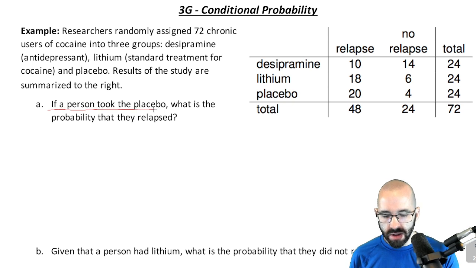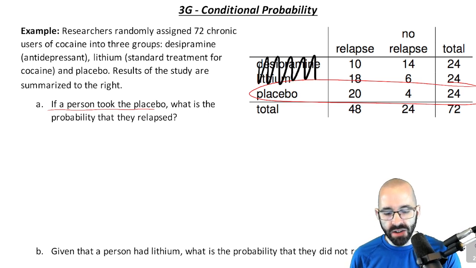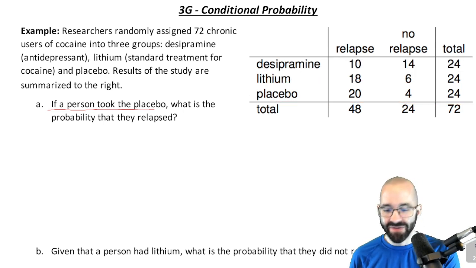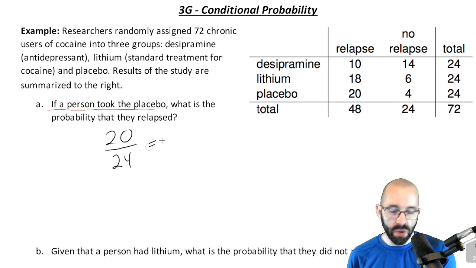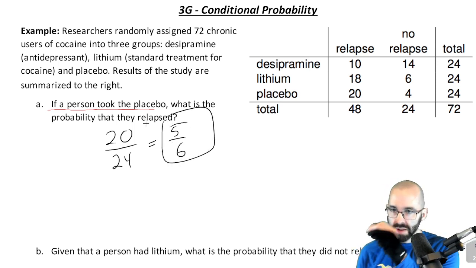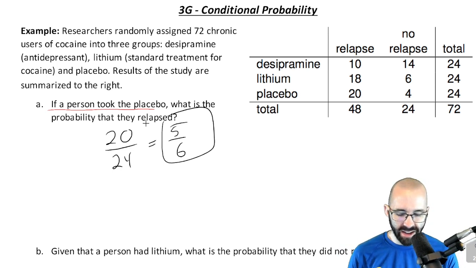If the person took the placebo, that means we are only looking at this data. We are ignoring everything else. We're only looking at the people who took the placebo. What's the probability that they relapsed? 20 out of 24. Not good. But that's how we do this, if you remember. 20 out of 24. We'll reduce it. Top and bottom are both divisible by 4. We'll get the probability is 5/6, about 83%.